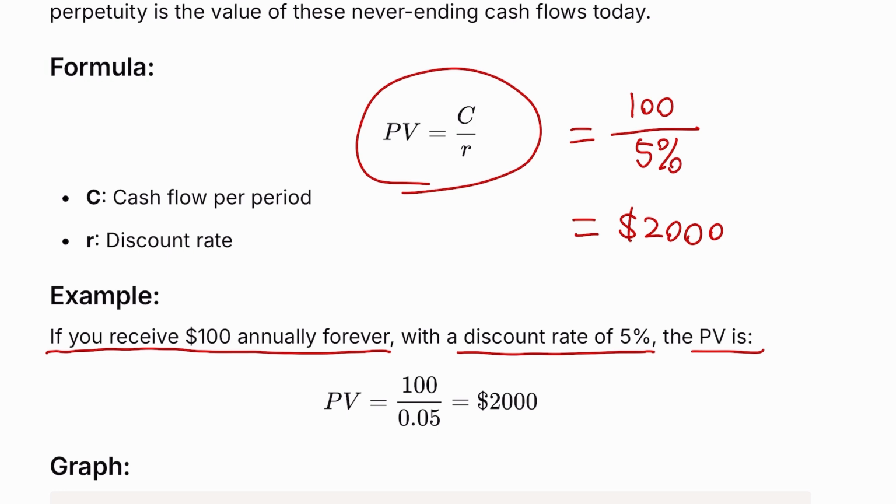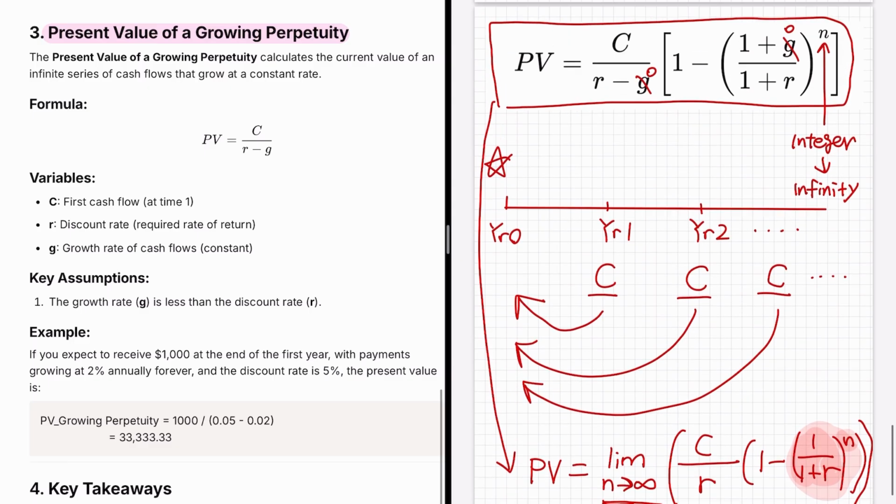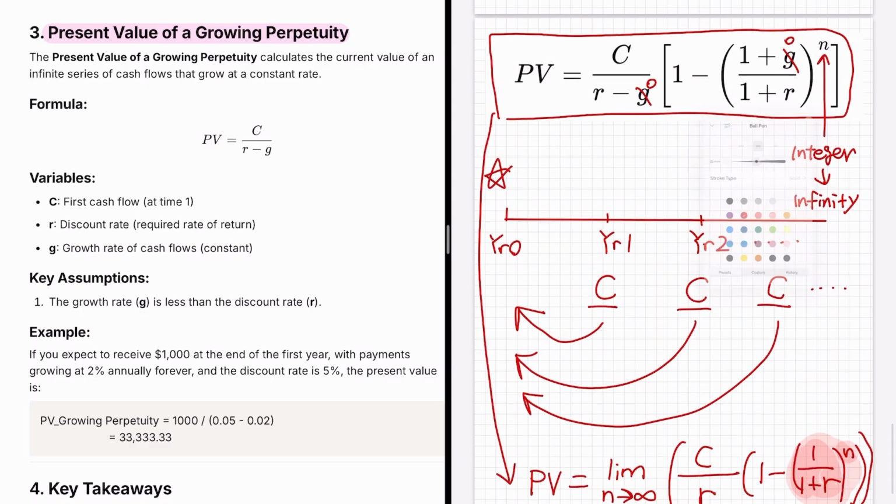Now let's have a look at the last case. So the last case is the present value of a growing perpetuity. This time, instead of having a fixed cash flow, each year the cash flow is multiplied by 1 plus g. So here it's 1 plus g to the power of 2, etc. And as the cash flow is an infinite series, in this case we know n also goes to infinity, but g here is not equal to 0.